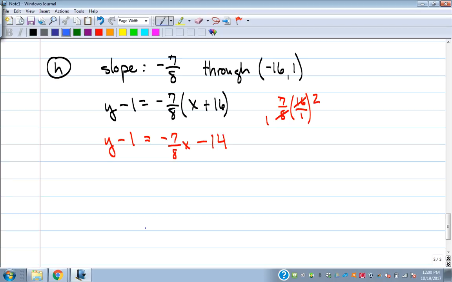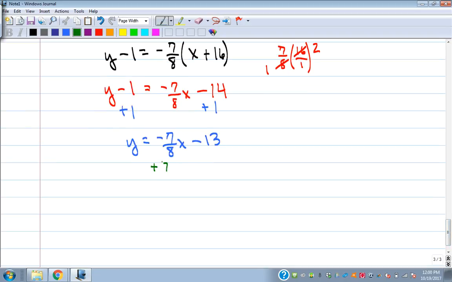All right. Next step. Add the 1 to the 14. Oh, I didn't write 14 again. Add 1 to that. Be negative 13. And then what? Plus 7/8x. And that'd be equals negative 13.